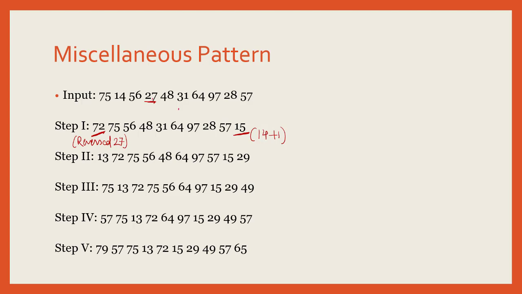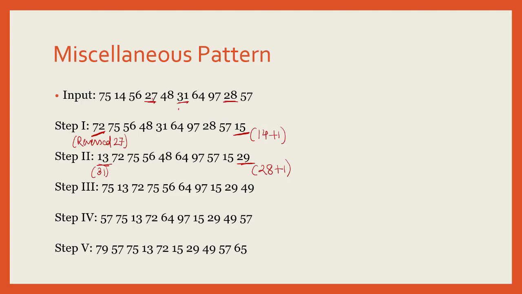Now we have the next higher even number as 28, and we can see 29 at the right end in the second step. So now we can conclude this 29 has come from 28 plus 1, and we can see 13 at the left end. 13 would have come from the reverse of 31. So again what we have done, we have picked up the next higher even number, added 1 to it and placed it at the right hand side, and we have picked up the next odd number, reversed it and kept it at the leftmost side.